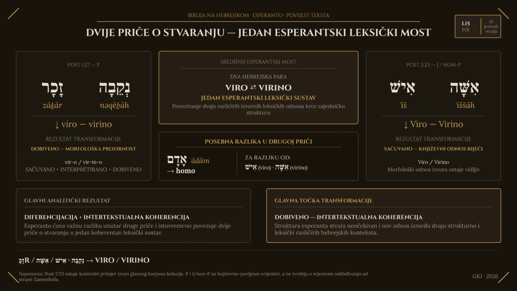The creation stories present a unique case. The Hebrew distinctions between zakar and neqebach and is and isa are unified in Esperanto through the viro and virino pair. This creates a new intertextual coherence across these stories.